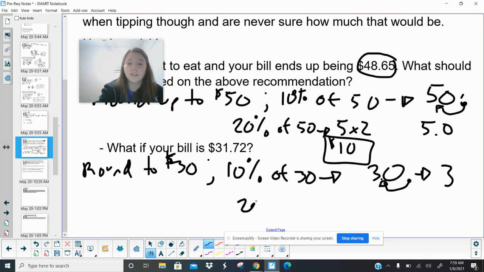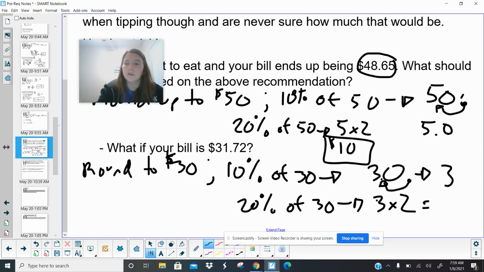So 20% of 30 is then double that. So what should we get? Well, 3 is 10%, and I want 20%, so times 2. So you would tip $6. Again, that's a really simple trick if you're not confident with tipping. 20% is really easy to tip off of because it's very easy to calculate in your head.